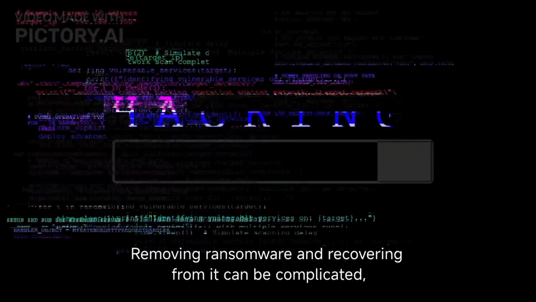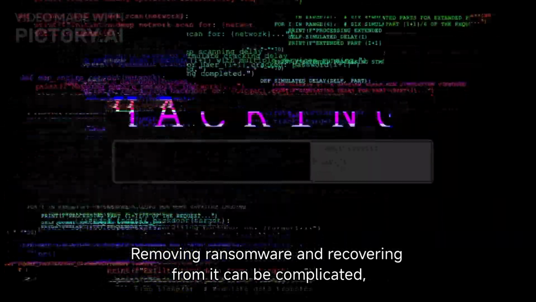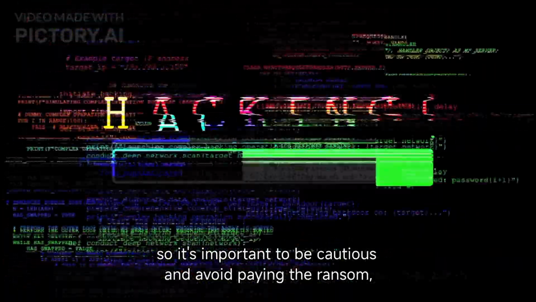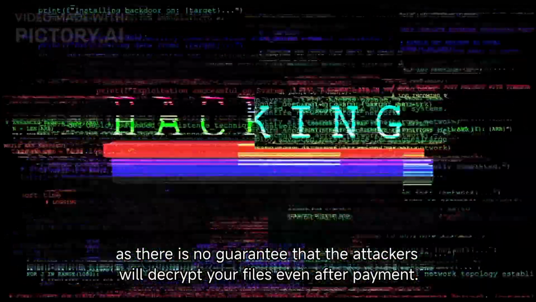Removing ransomware and recovering from it can be complicated, so it's important to be cautious and avoid paying the ransom, as there is no guarantee that the attackers will decrypt your files even after payment.